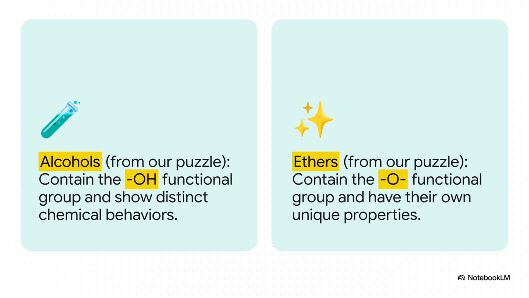The alcohols we found can form these special connections between them called hydrogen bonds. Think of them like tiny little magnets pulling the molecules together. That's why they have higher boiling points and are great as solvents. The ethers, on the other hand, can't do that. So the molecules fly apart really easily, making them volatile gases, which is perfect if you need an anesthetic. Same formula, totally different jobs, all because of the structure.